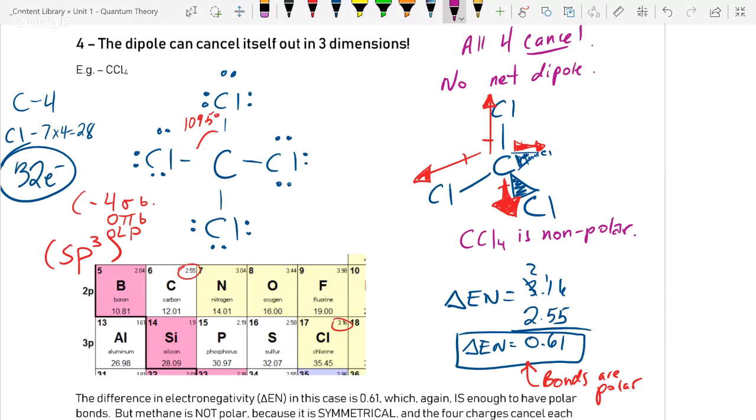That's the grade 12 understanding. You have to understand that even if the bonds are polar, it doesn't necessarily make the compound polar. It kind of does make sense. It doesn't really go anywhere. That's right. And I can show you this in 3 dimensions as well.